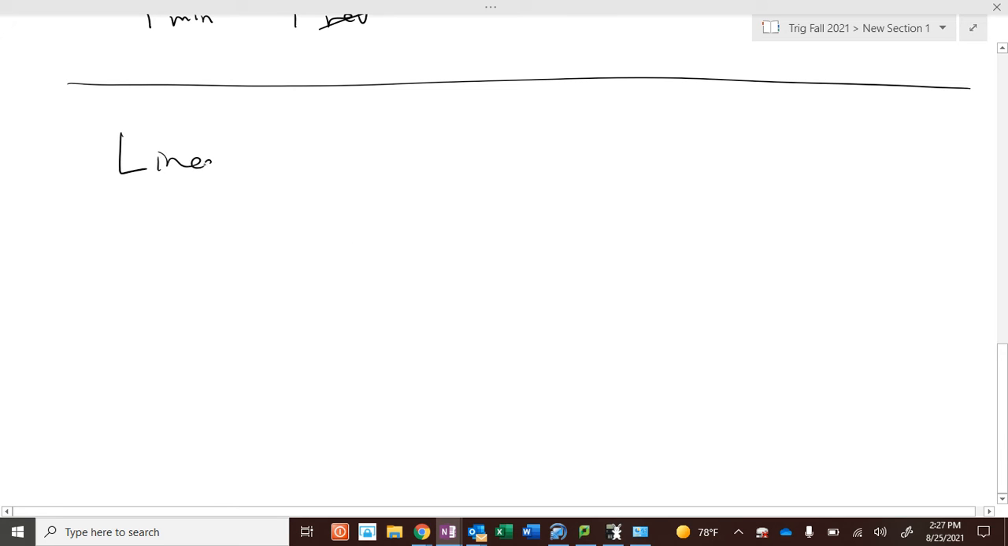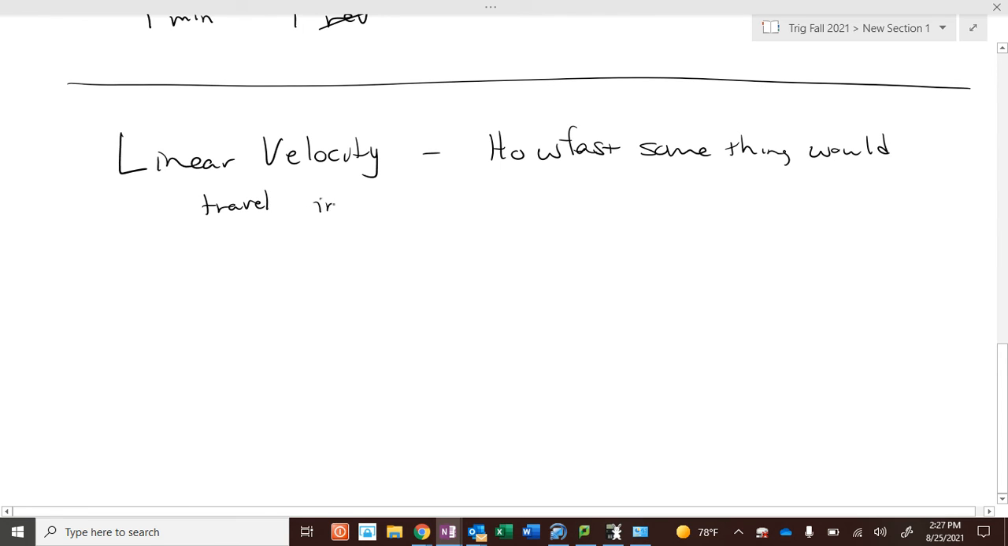Linear velocity is how fast something would travel in, what's the base word of linear? Line. So in a straight line.